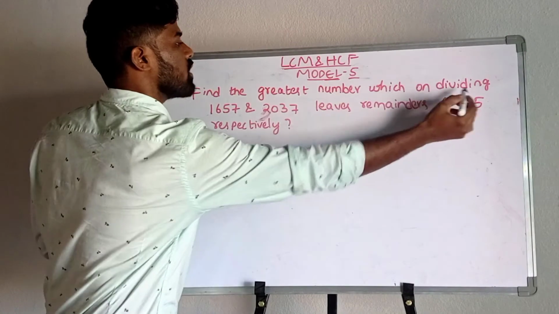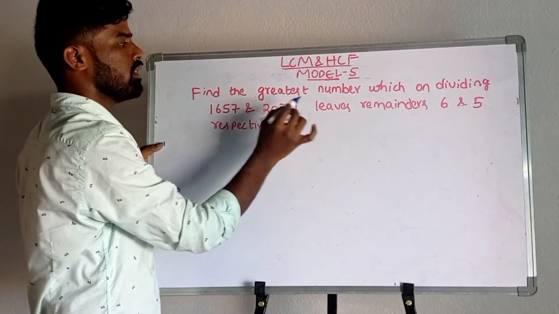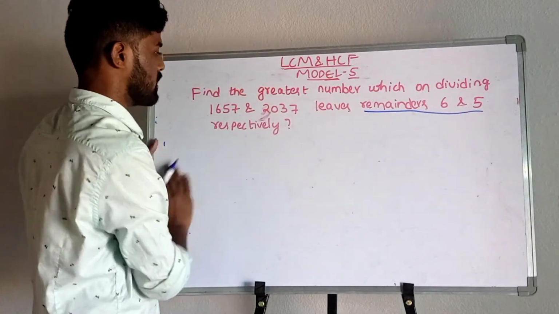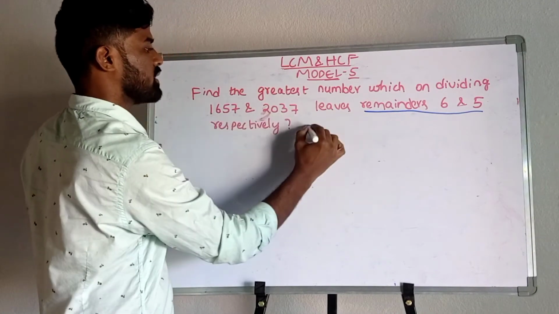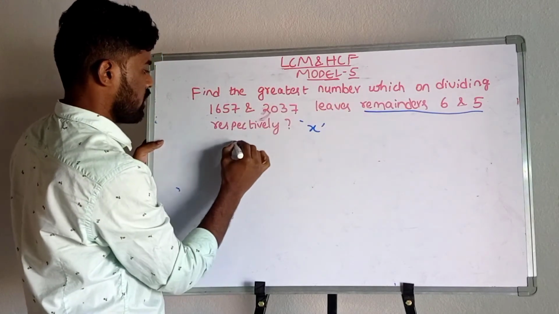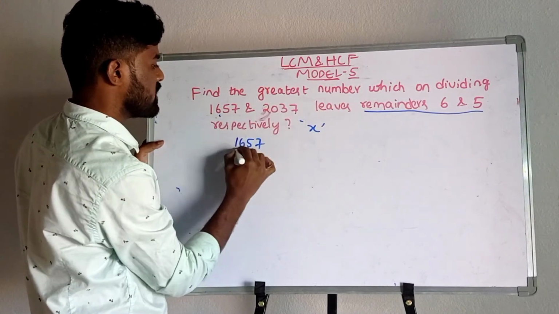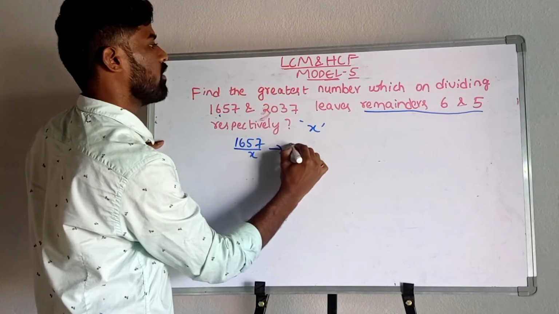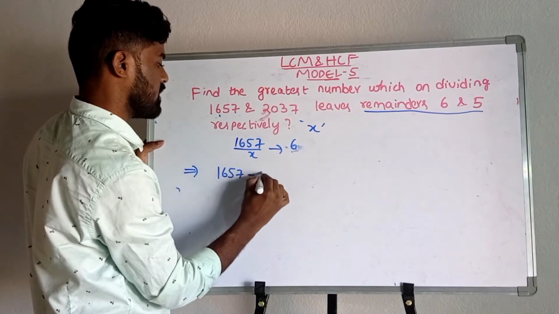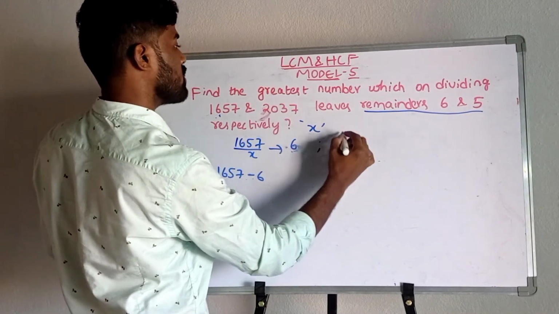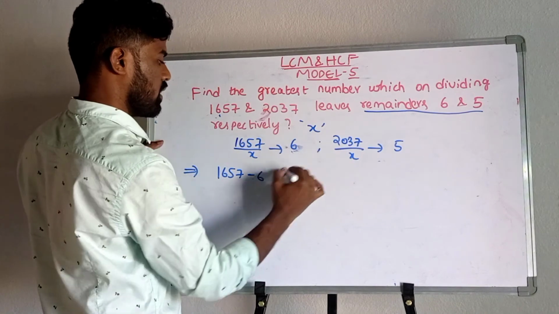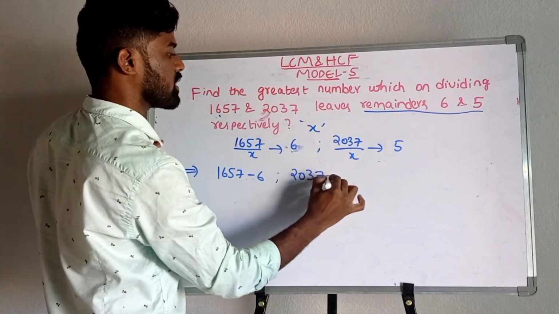Find the greatest number which on dividing 1657 and 2037 leaves remainders 6 and 5 respectively. Here the remainders are different in each case. Let's assume x is the greatest number which divides these two numbers leaving remainders 6 and 5. When 1657 is divided by x, the remainder is 6. That means 1657 minus 6 is completely divisible by x. Also, when 2037 is divided by x, the remainder is 5. That means 2037 minus 5 is completely divisible by x.